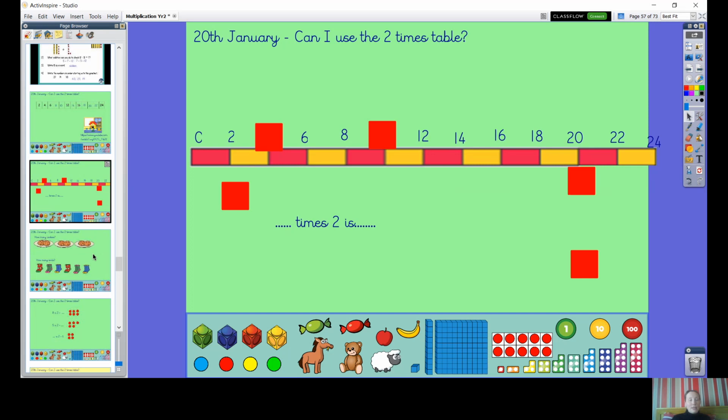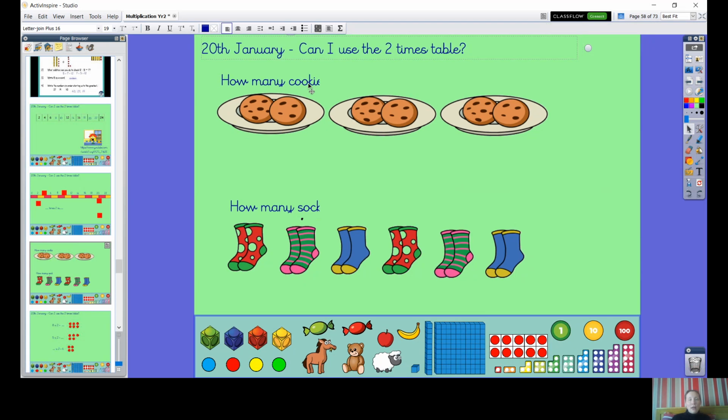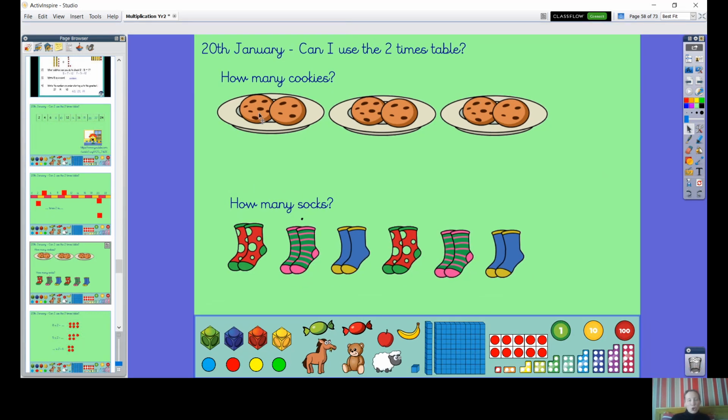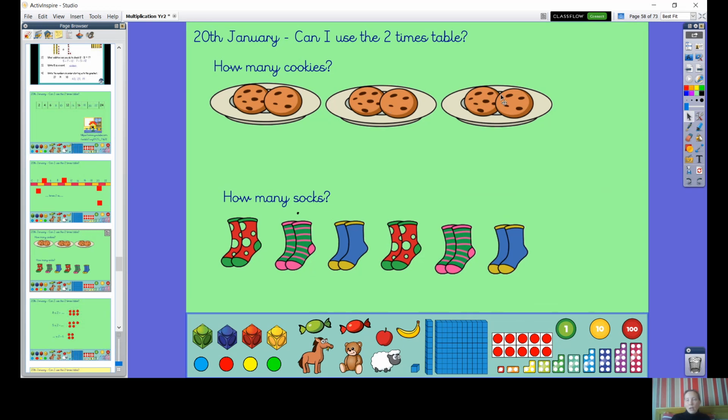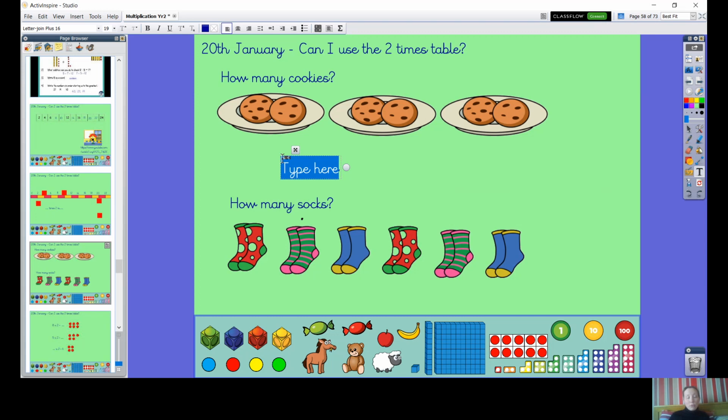So, let's think about counting in 2s and our 2 times table, and look at these pictures. How many cookies do we have? So let's use our counting in 2s to help. 2, 4, 6. So that's in our 2 times table. That is 3 times 2 equals 6. We would write 3 times 2 equals 6.